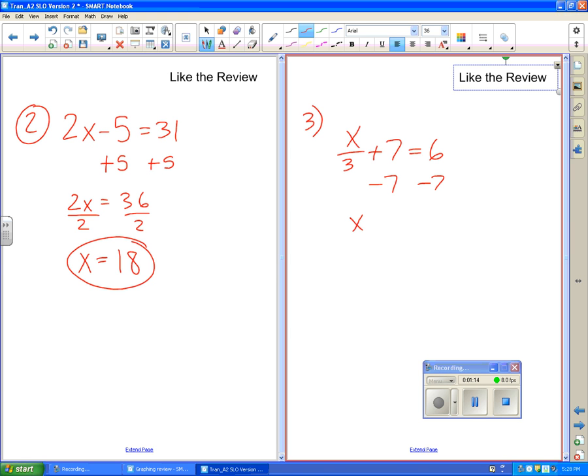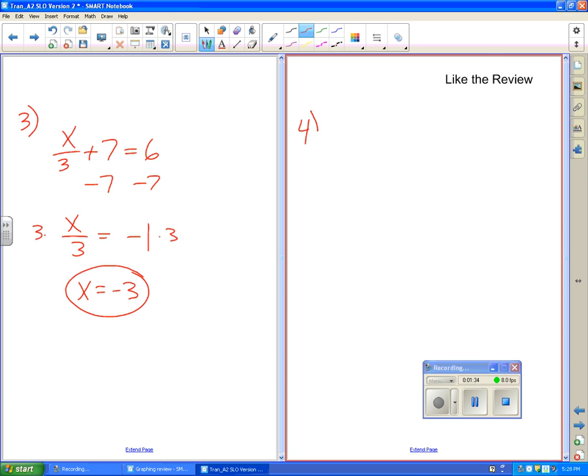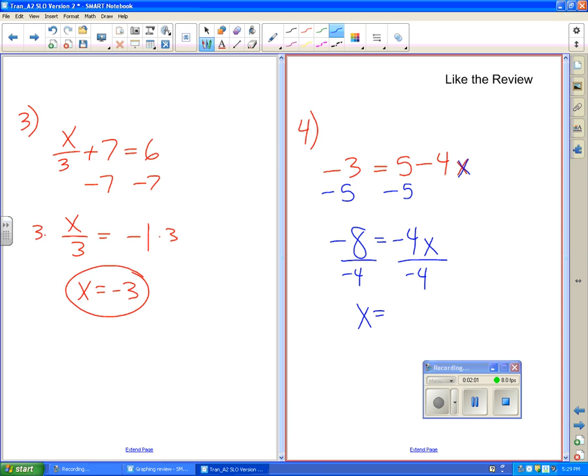Subtract 7. Get rid of this. It's being divided by 3, so I'm going to times by 3. So I'm solving for x here. So I get rid of what's with it, take care of subtraction first. We get negative 8 equals negative 4x. Divide by negative 4. X equals 2.